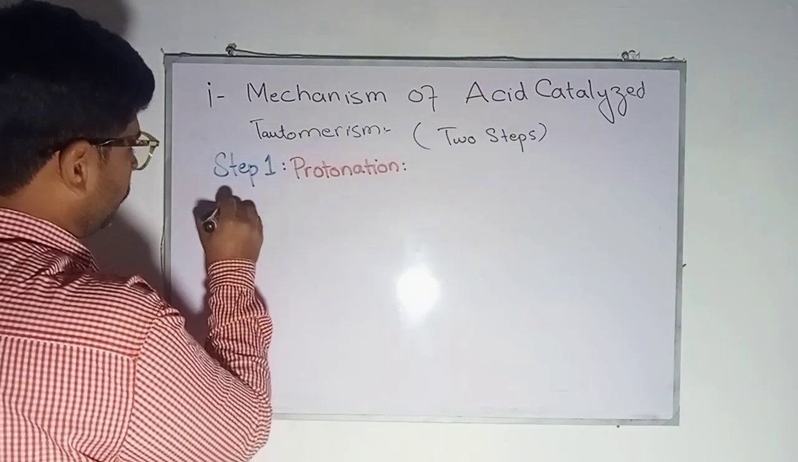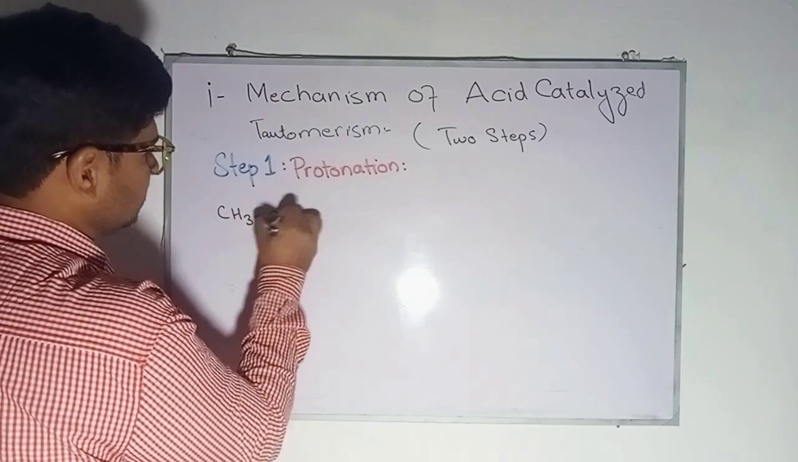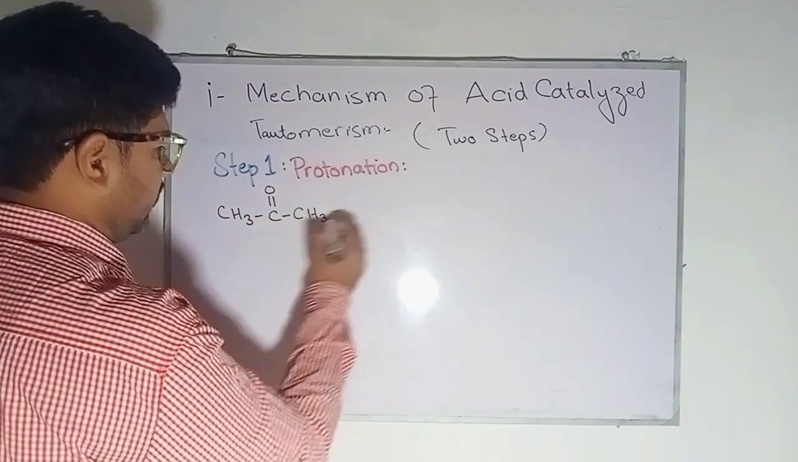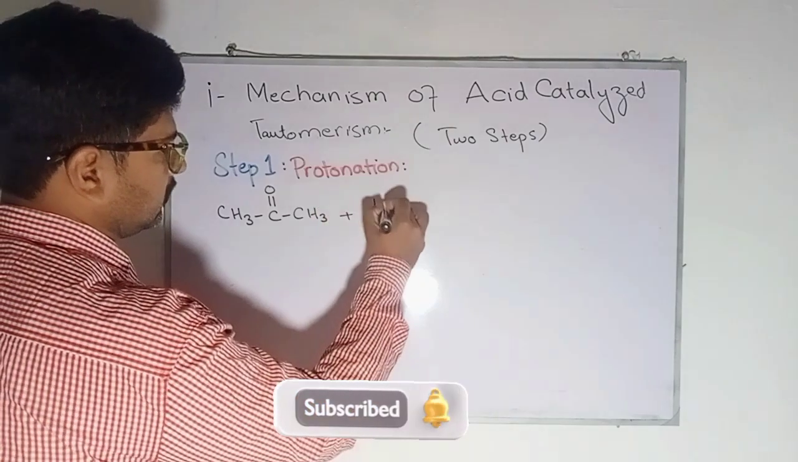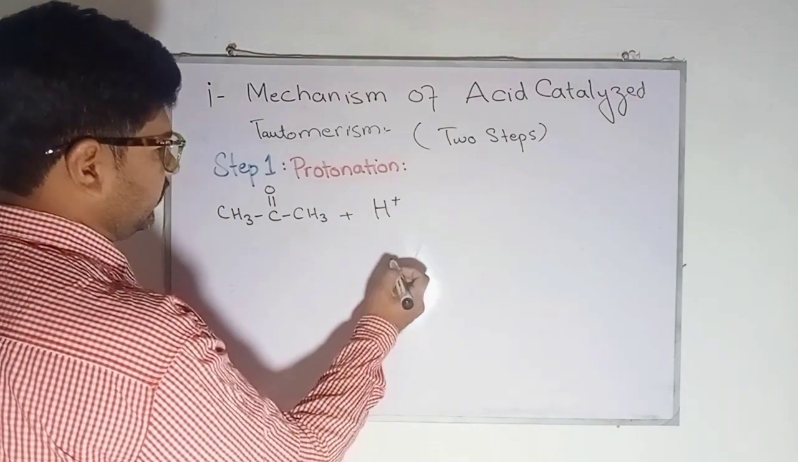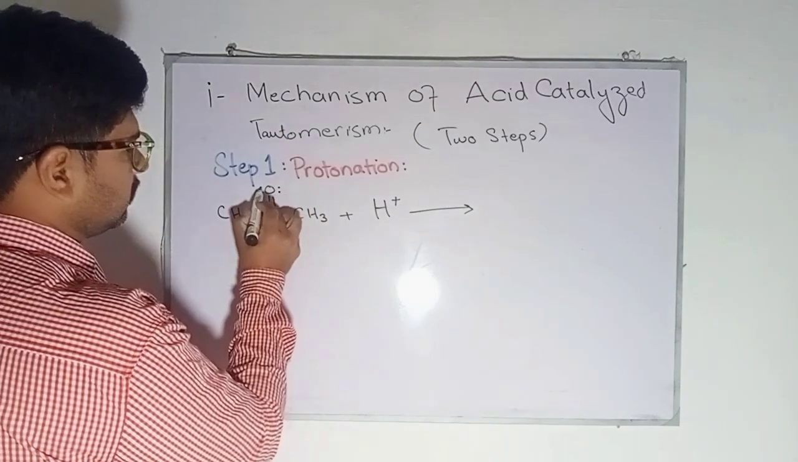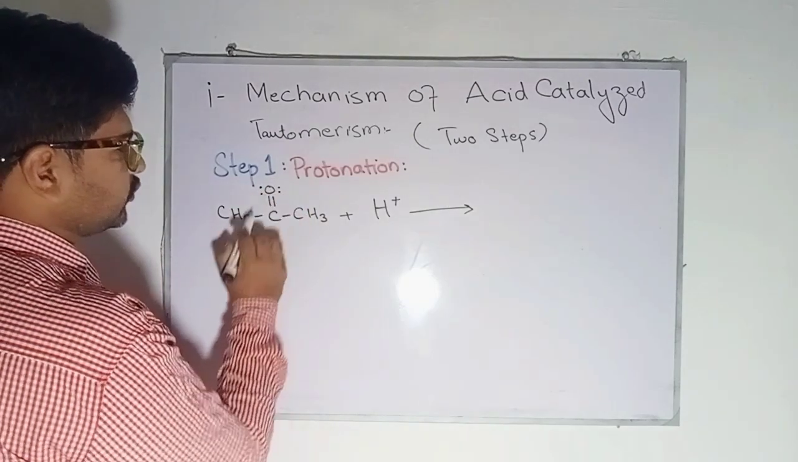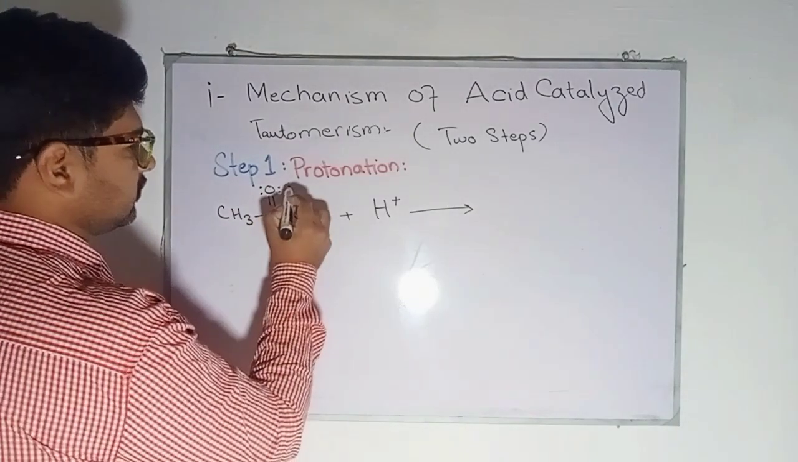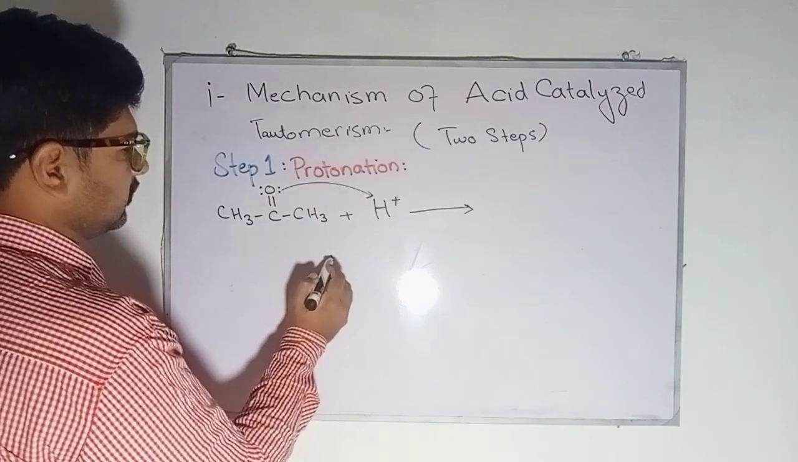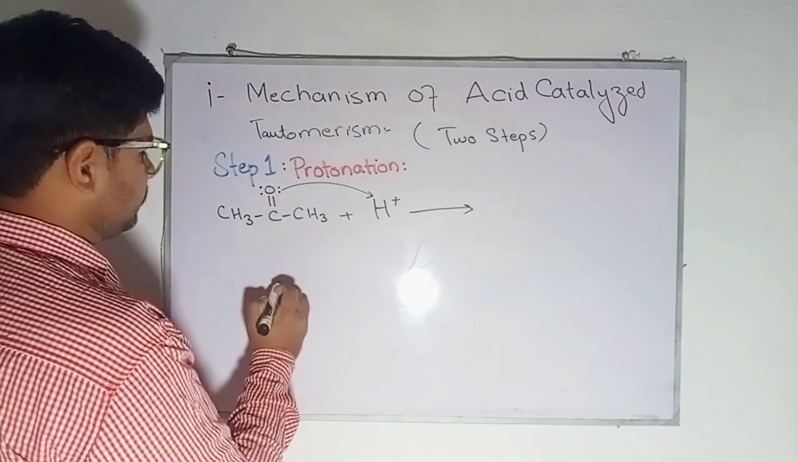For example, we have CH3 single bond, CH3 and ketones, and it reacts with H plus. Now this oxygen atom has two lone pairs of electrons, and these lone pairs of electrons will attack H plus, and the carbon will acquire a positive charge.